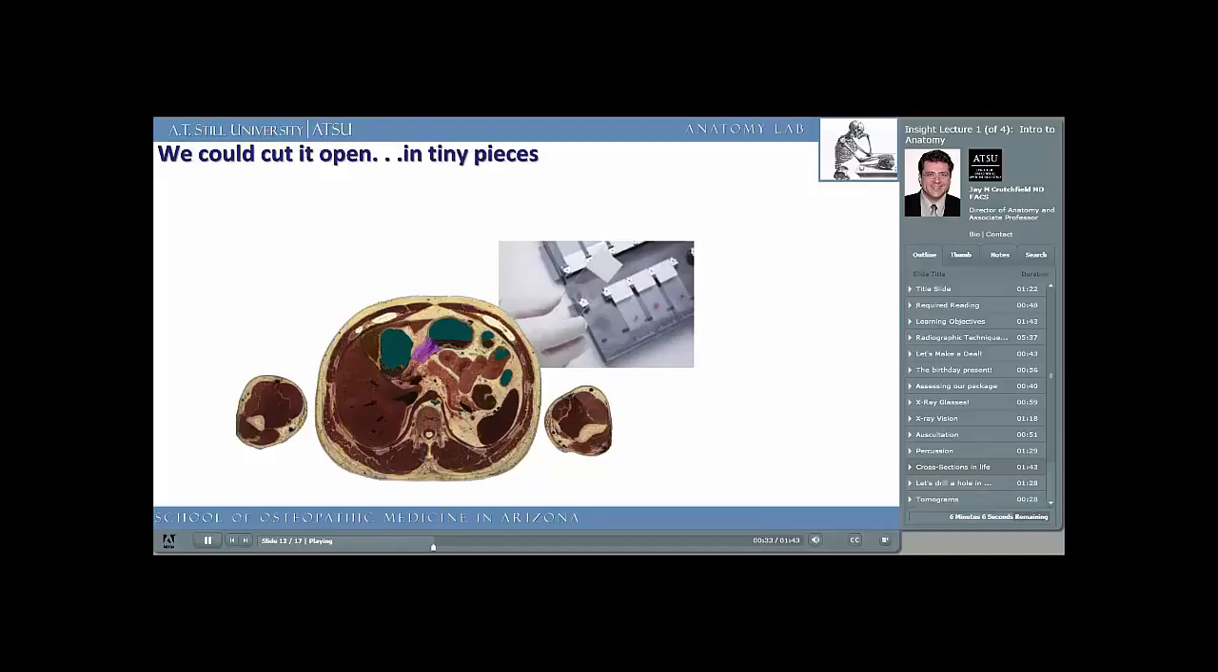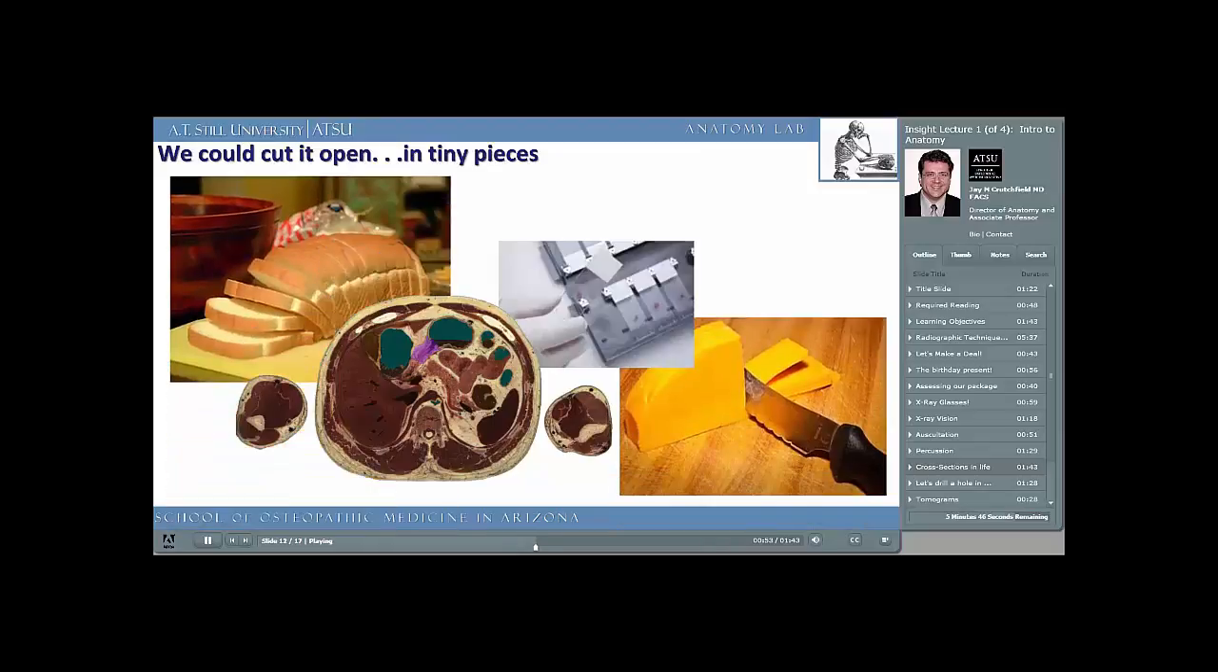Cross-sectional anatomy requires an in-depth understanding of the underlying gross anatomy and the ability to flip these images in your head from the 3D cadaver image or from the examination of your body so that you can view the cross-sections just like a slice of bread or slicing cheese or a slice of butter. It takes a little time to get used to.